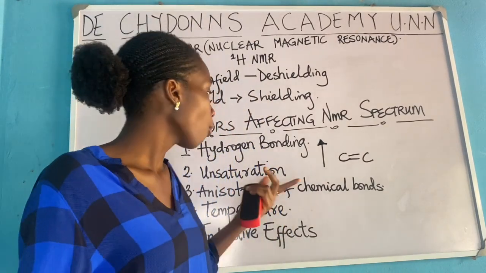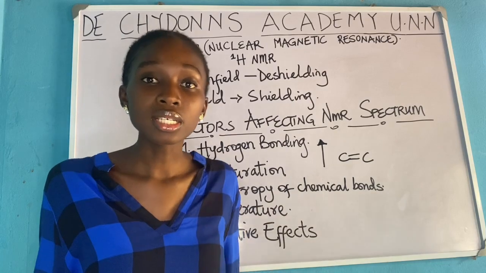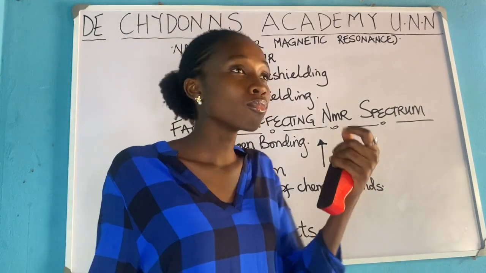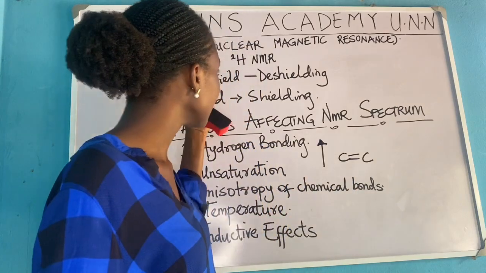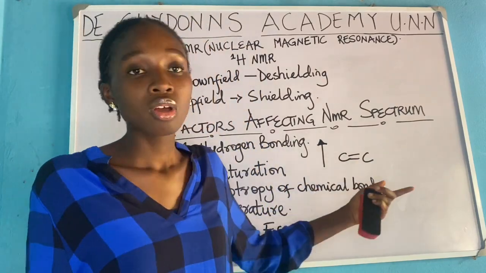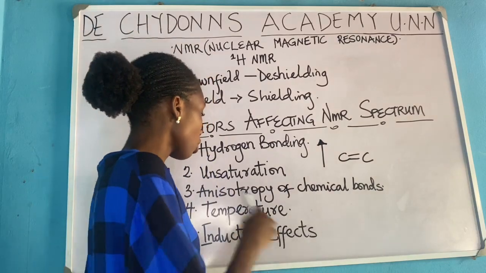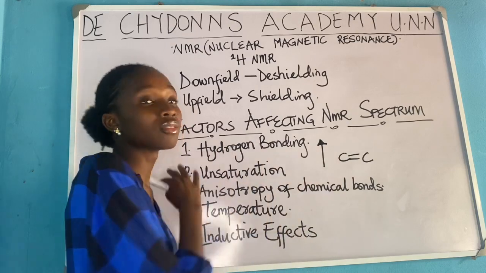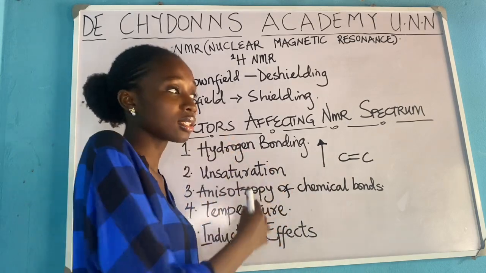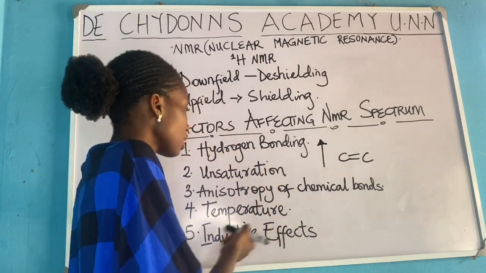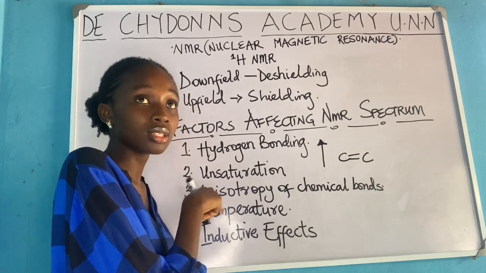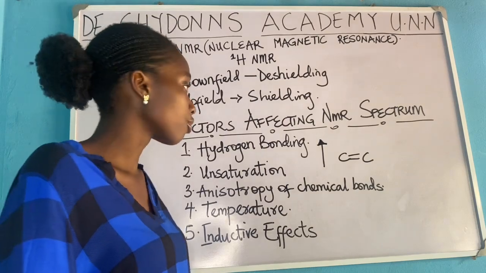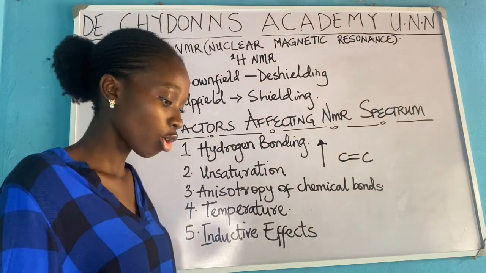So usually most unsaturated compounds like the alkynes, the benzene rings, and aromatics peak at a much higher frequency. We peak at a downfield position because of this effect of unsaturation. So I'm moving on to anisotropy. The whole phenomenon of unsaturation is defined under anisotropy. So instead of saying unsaturation, you could also say anisotropy. Anisotropy occurs for all forms of unsaturated compounds.